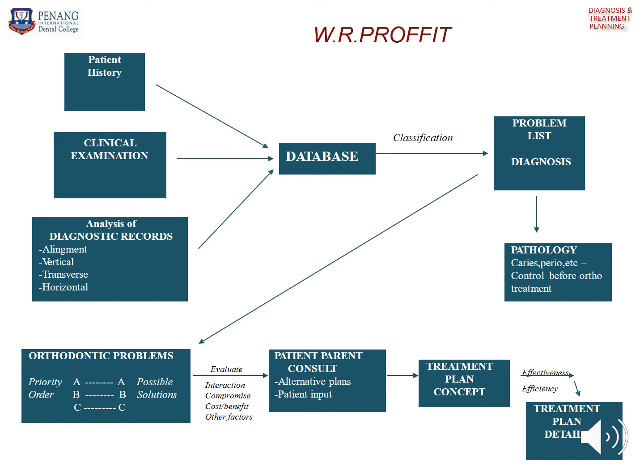And then firstly, before we start any treatment, we need to correct any pathology in that patient. For example, if patient has caries, we need to do filling first. If patient have periodontal problem, we need to have a gum treatment first. Then only we start with orthodontic treatment. And then when we want to start the orthodontic treatment, we need to have a patient parents consult, and then the treatment plan, and then finally the consent.